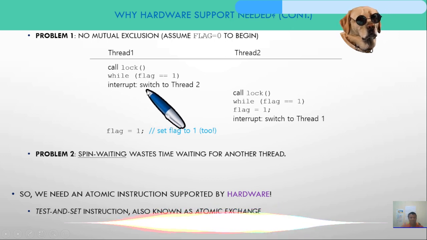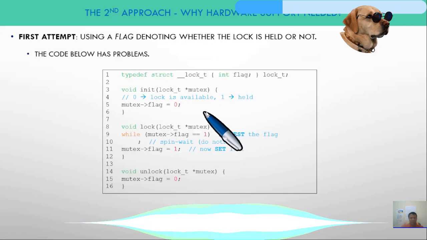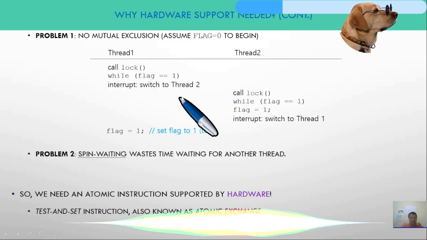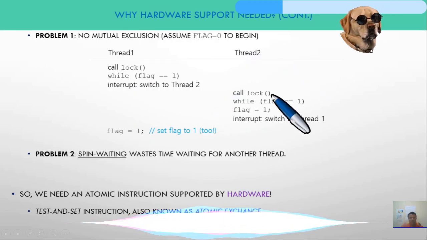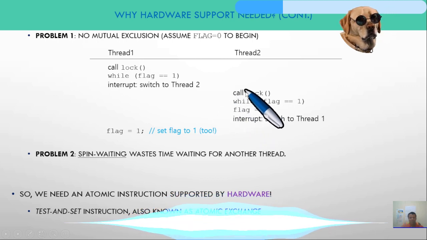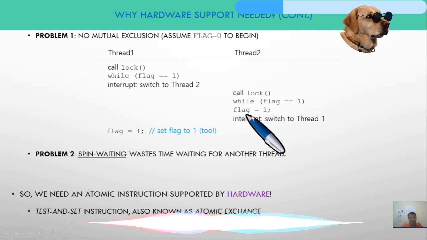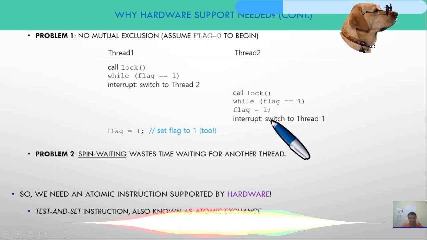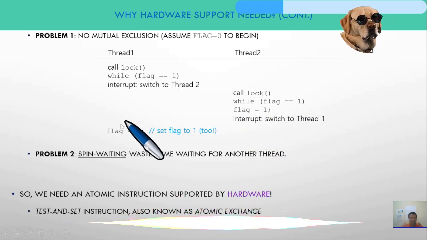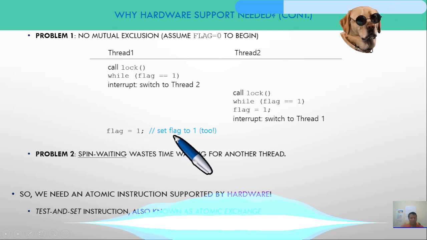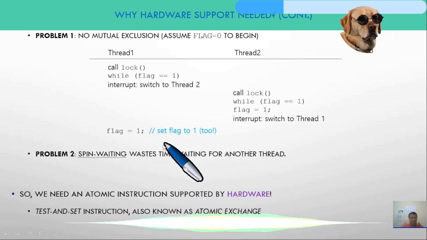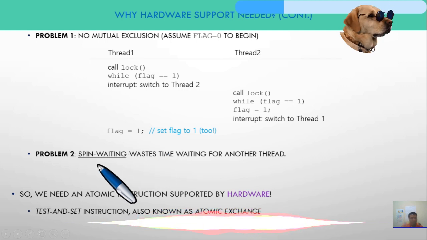If the interrupt comes, switch to thread 2, while the flag is 1. What does flag 1 mean? 1 means it is already held. So again thread 2 comes, so this will call lock again, then while the flag is 1, then an interrupt comes again, switch to thread 1, then the flag is equal to 1, set flag to 1. So both threads hold it. It is going to be a problem.